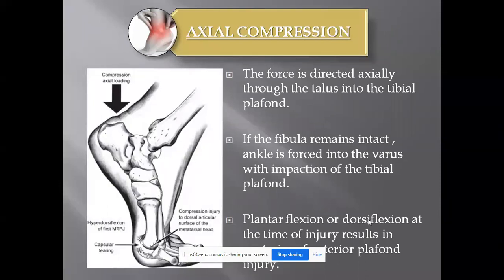We'll go with axial compression first. We can see in the picture the compression axial loading. This is what happens when the force is directed axially through the talus into the tibial plafond. If the fibula remains intact, varus with impaction of the tibial plafond, plantar flexion results in inferior plafond injury. There is a compression injury to the dorsal articular surface of the metatarsal head, and there might be capsular tearing.